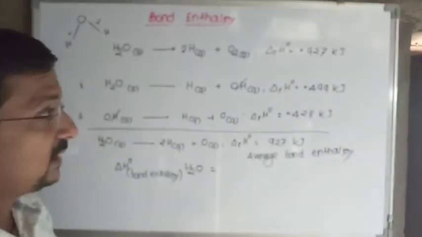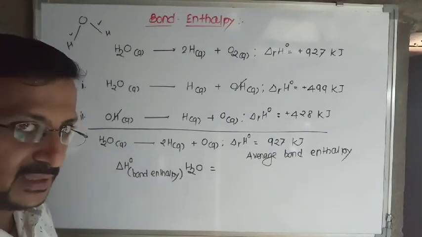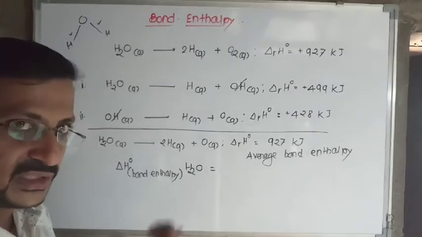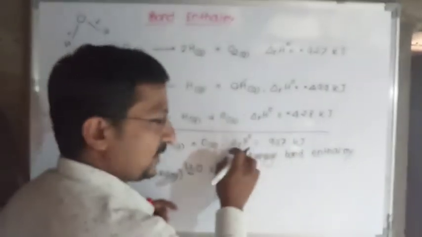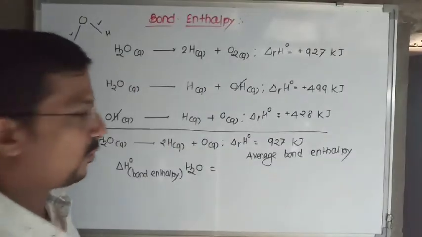Average bond enthalpy is the energy required to break all the bonds, that is the enthalpy of reaction, divided by the number of bonds present in that molecule.